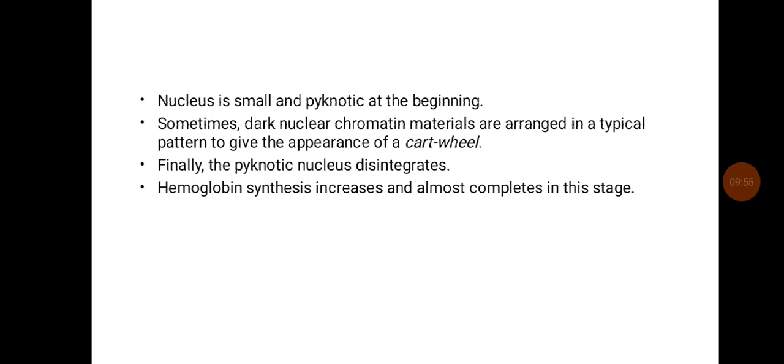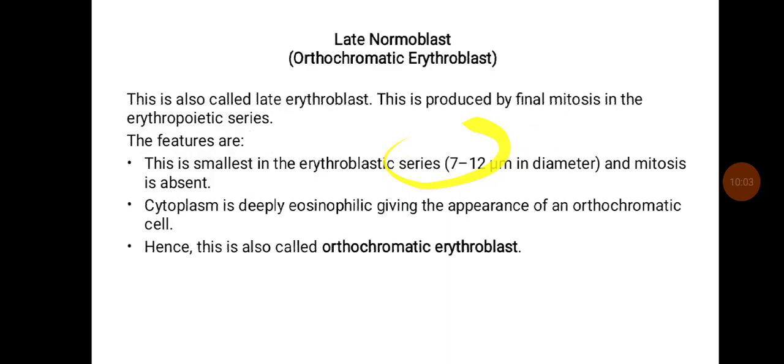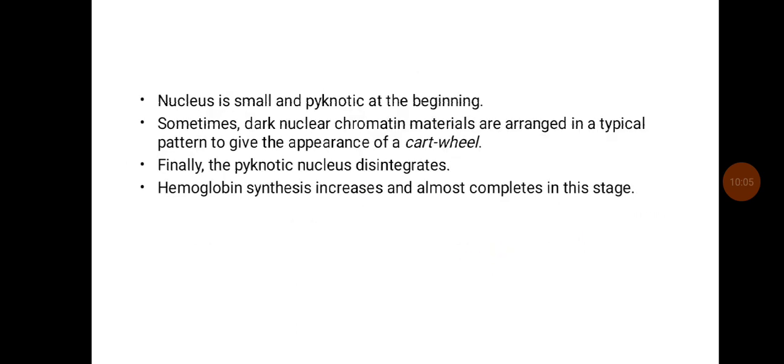The nucleus here is small and pycnotic. At the beginning, sometimes, dark nuclear chromatin material is arranged in a typical pattern to give the appearance of a cartwheel. Finally, the pycnotic nucleus disintegrates. Hemoglobin synthesis increases and almost completes at this stage.